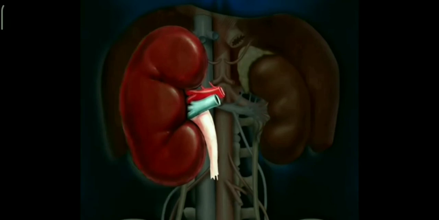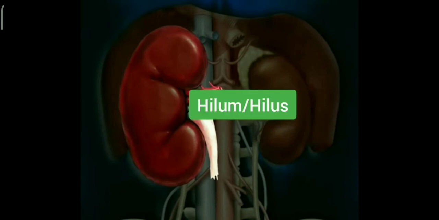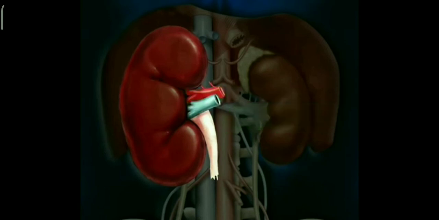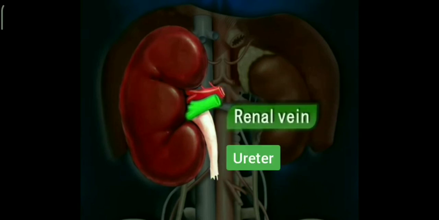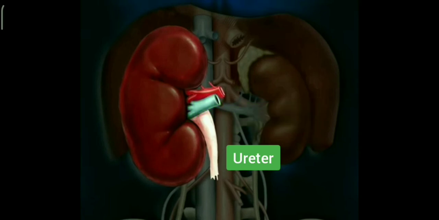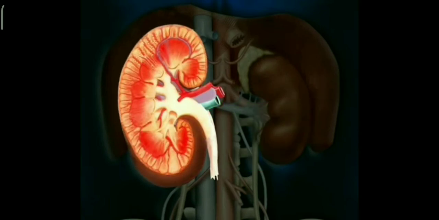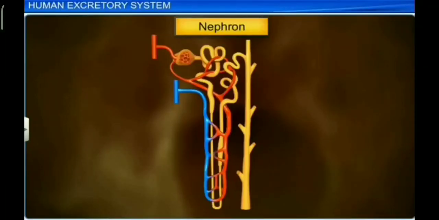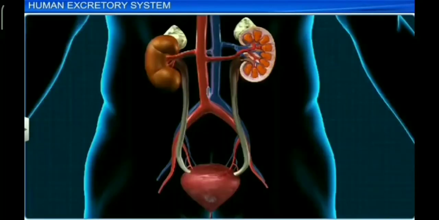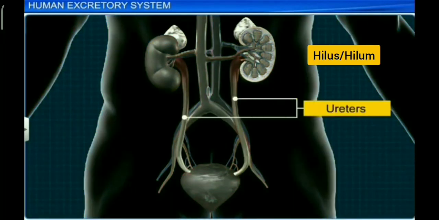Outer surface of kidney is convex, inner is concave. Notch on the inner surface is called hilum or hilus. Renal artery enters and renal vein as well as ureter leave the kidney through hilus. Each kidney has almost 1 million functional units called nephron. A pair of ureters arise from hilus of each kidney.